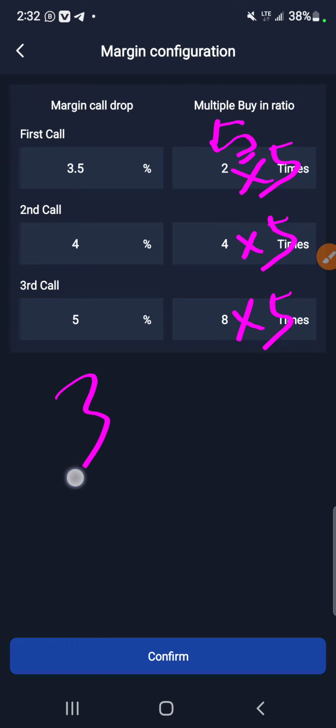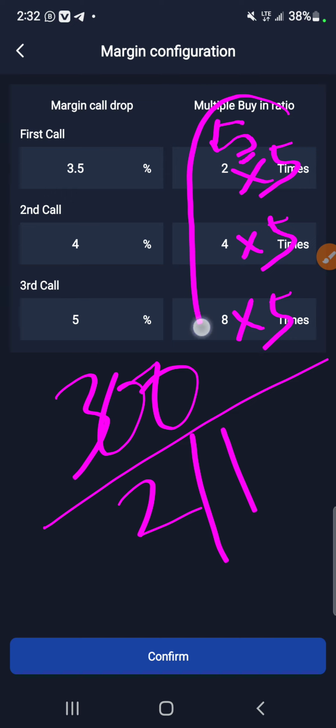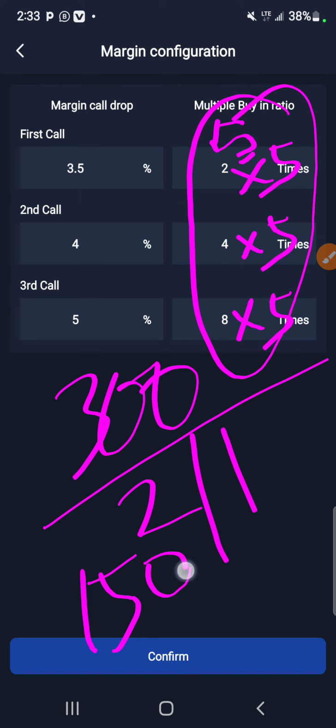You can be having 300. You can decide to trade 2 coins. You can decide to trade 1 coin. According to the strategy, we may all be using the same strategy, which is double up, but with different capital. With 300, if I decide to trade 2 coins, therefore, I have to divide my 300 into 2, which is 150.